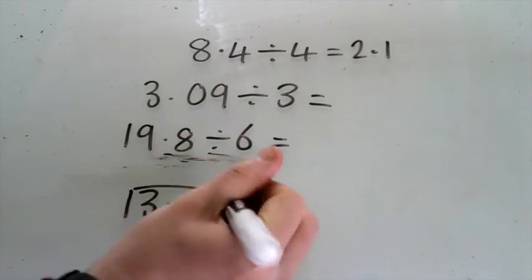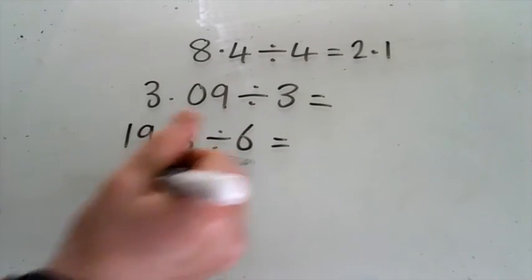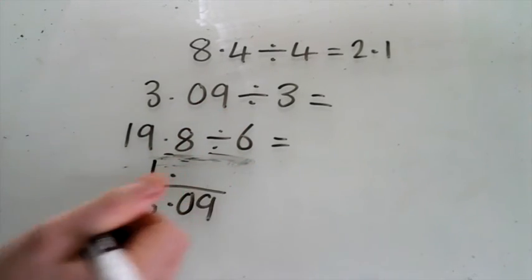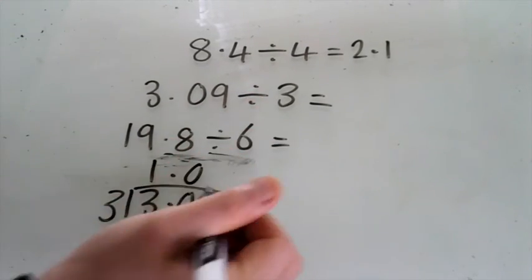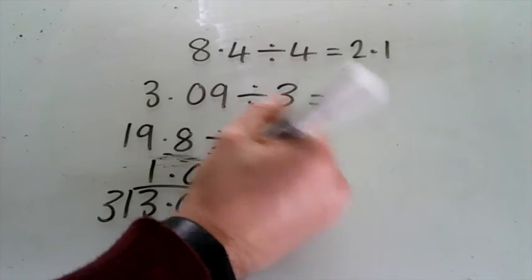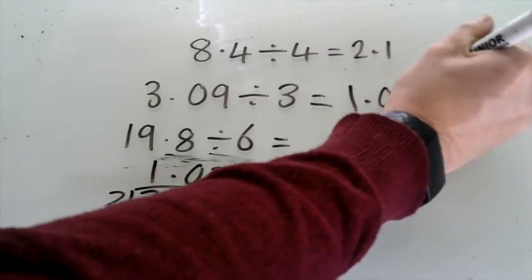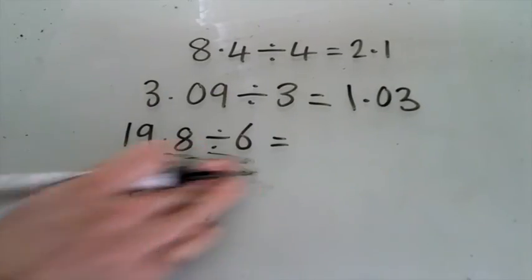3.09 divided by 3. How many 3's go into 3? 1. How many 3's go into 0? None. How many 3's go into 9? 3. So it's 1.03.